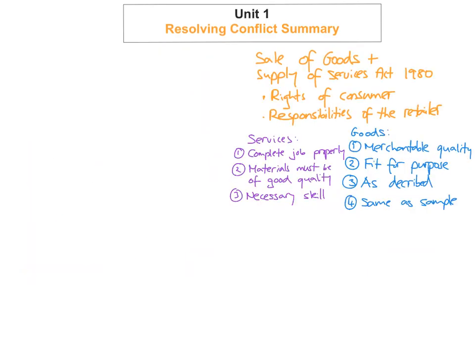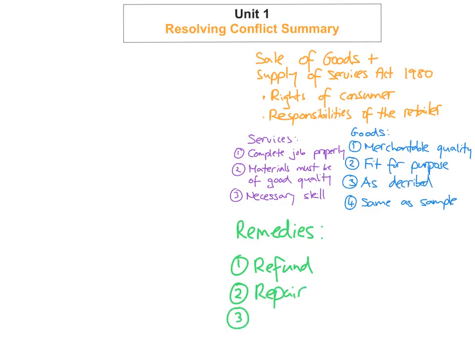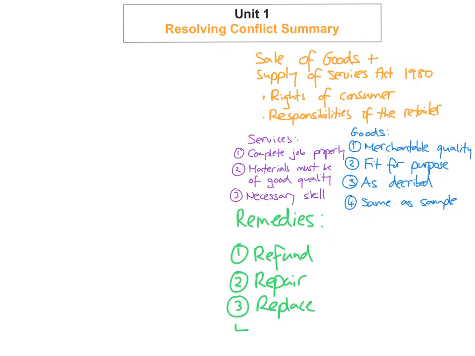If there is a problem with a product, there are some solutions. We call these remedies or redress, so basically the solution. If there's a problem with the goods or the service, you're entitled to a refund, or you're entitled to a repair, or a replacement. And the fourth one is a credit note, if that's what you wish to have.